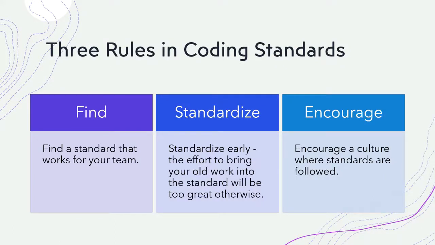There are three rules in coding standards. First, find a standard that works for your team. It does not necessarily mean that because this company is using this standard, you should also use it. You have to find what standard is suitable for your team or your company, and that will be the standard that you need to follow.